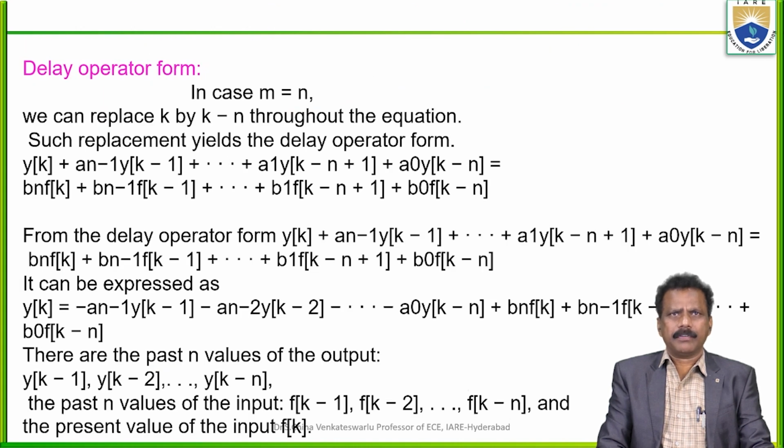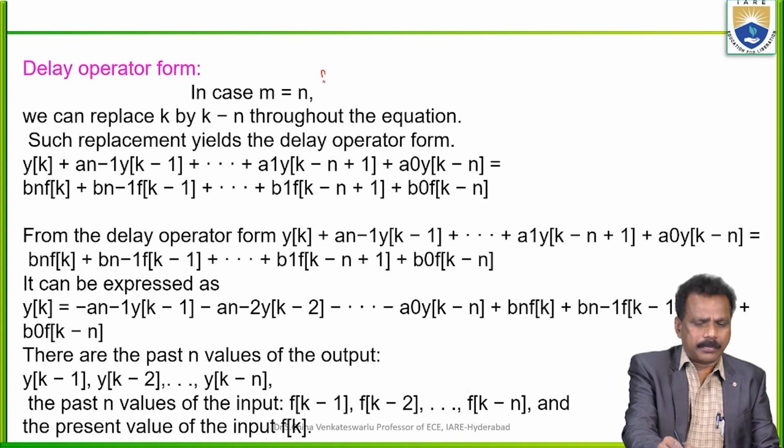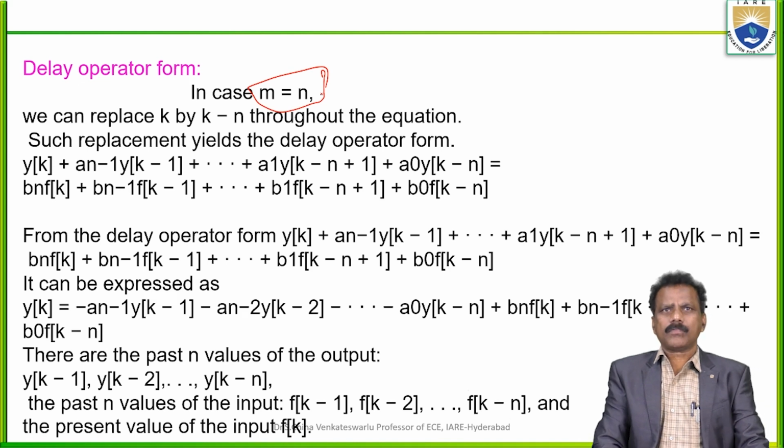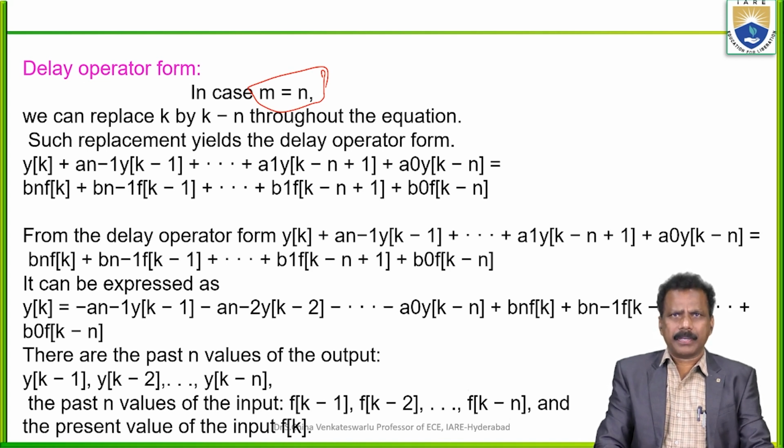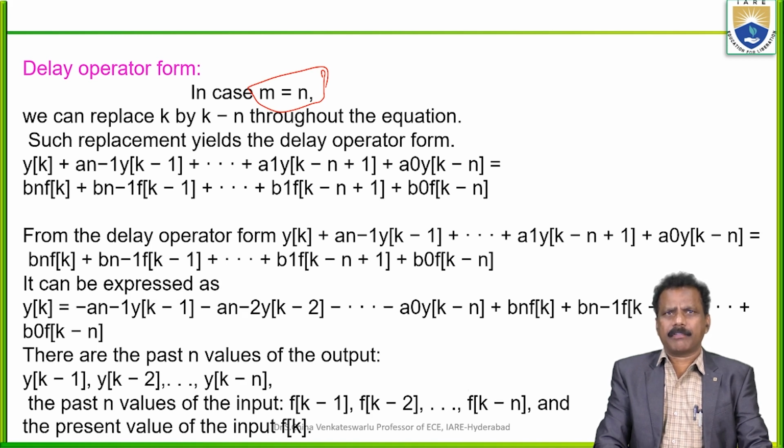Now we write the delay operator form based on this particular case, the general causal case, where m is equal to n. We can replace k by k minus n throughout the equation. Such replacement yields the delay operator form.